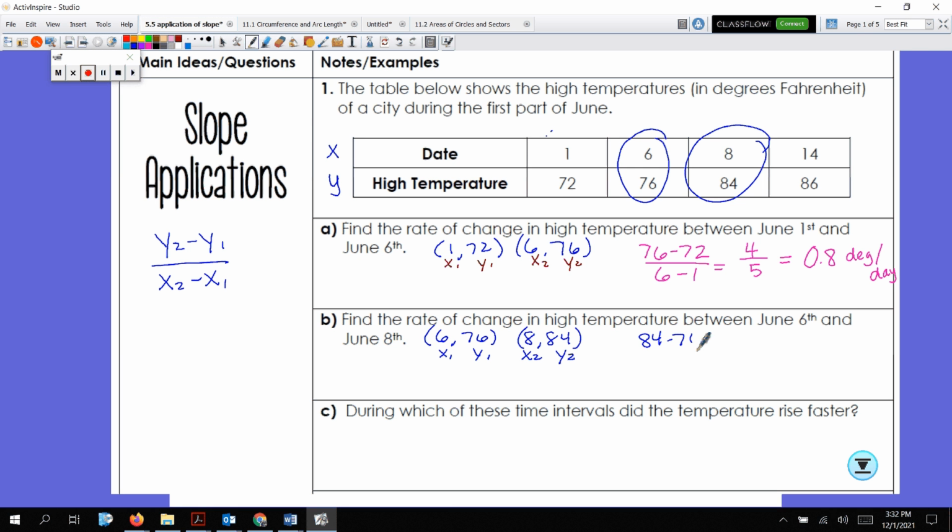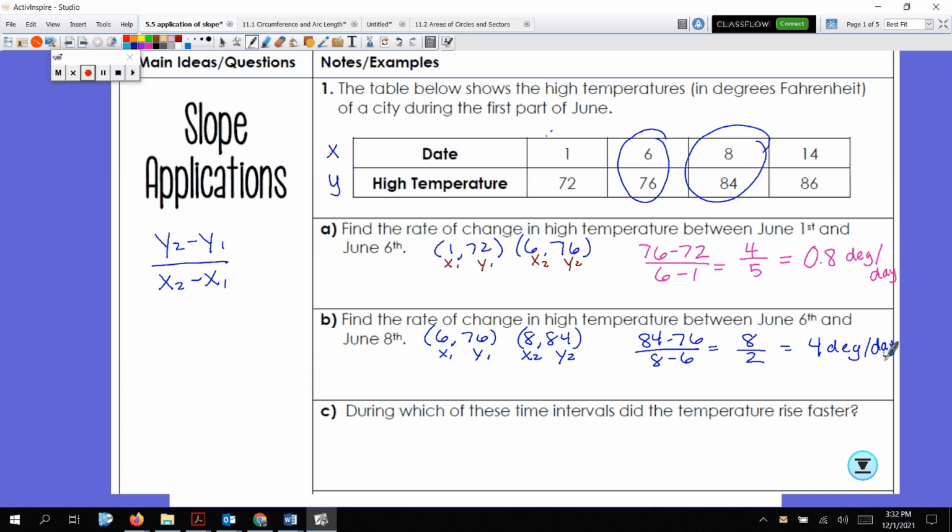84 minus 76 over 8 minus 6. 84 minus 76 is 8. 8 minus 6, 2. That gives us 4 degrees per day. Well, this definitely changed a lot between the 6th and the 8th versus the 1st and the 6th.